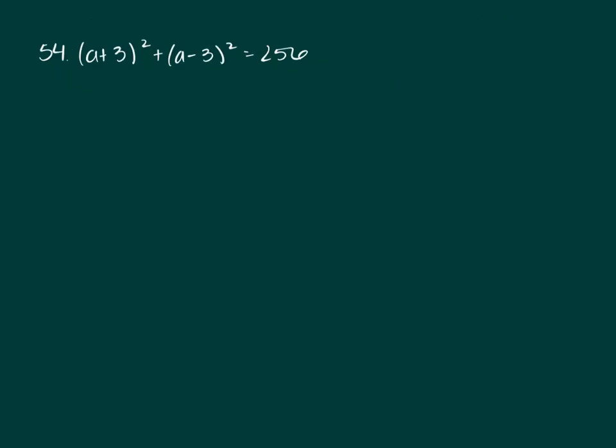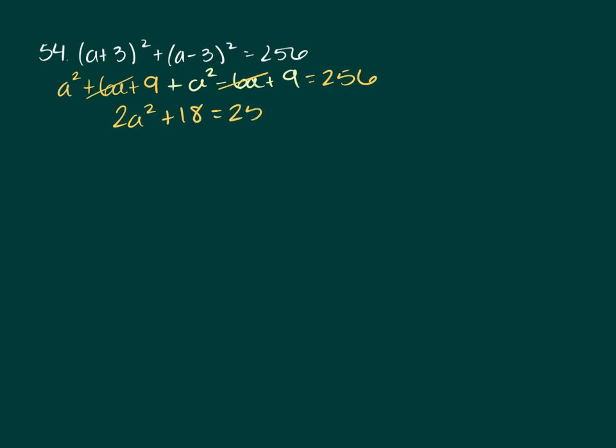Now let's look at 54. 54 says a plus 3 quantity squared plus a minus 3 quantity squared is equal to 256. So first thing I'm going to have to do is FOIL this out. All right, so I FOIL out a plus 3 squared, so I get a squared plus 6a plus 9. Then I need to FOIL out a minus 3 quantity squared, so I get a squared minus 6a plus 9 equals 256. I'm going to combine like terms on the left, so the 6a's cancel. I'm left with 2a squared plus 18 is equal to 256.